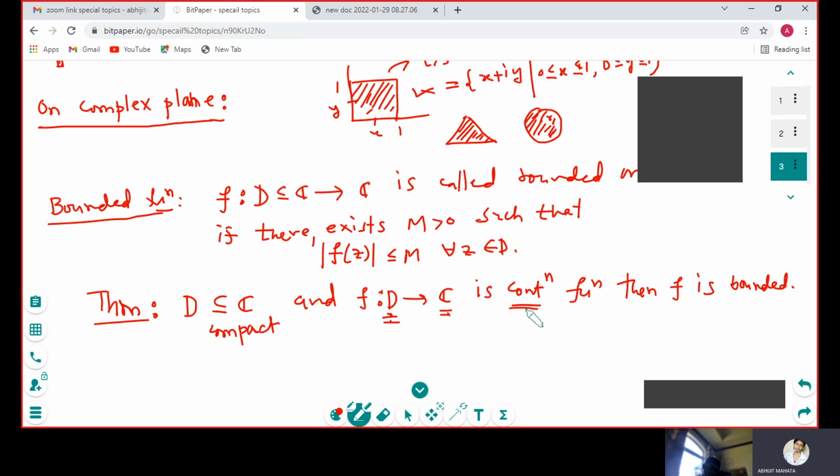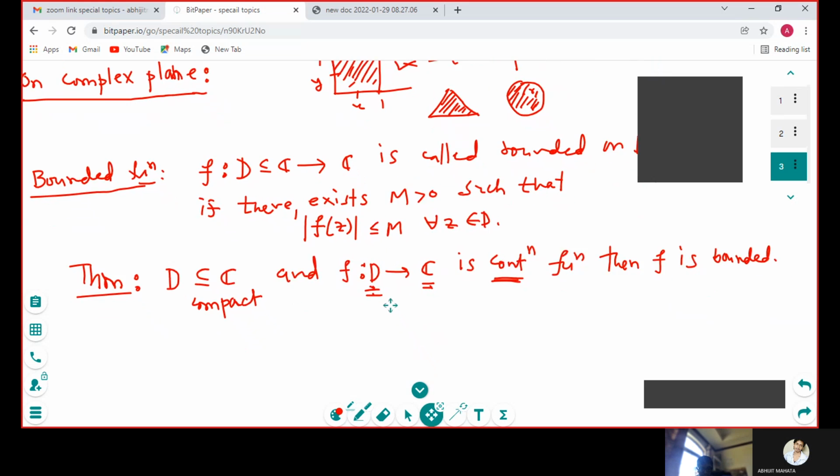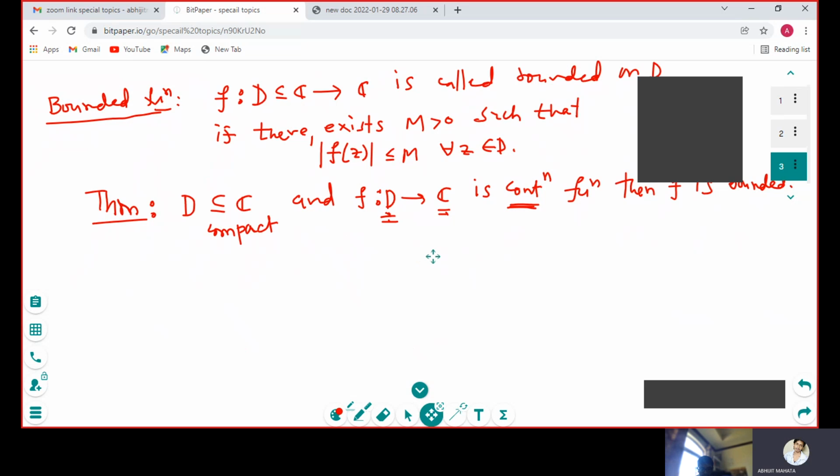Now question, how do you check whether some complex function is continuous? You need to calculate the limit at every point of the domain. So basically at every point the limit is the functional value itself, right? Then you call the function continuous, and once it is continuous on a compact set, then it must be bounded.